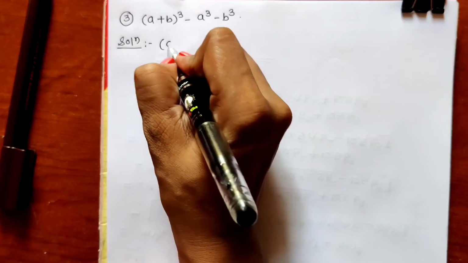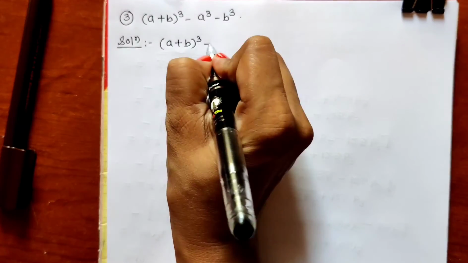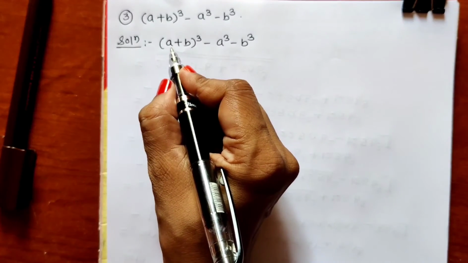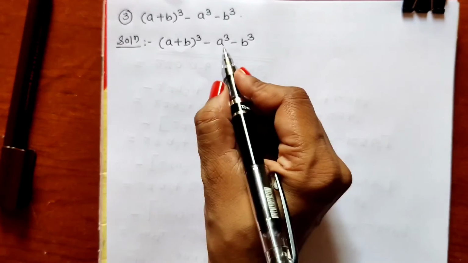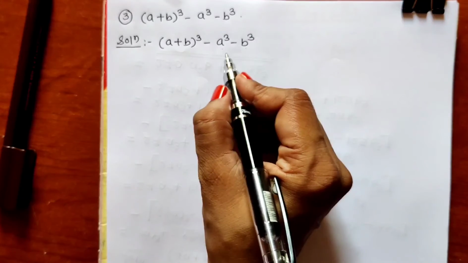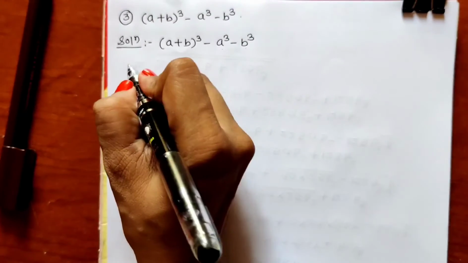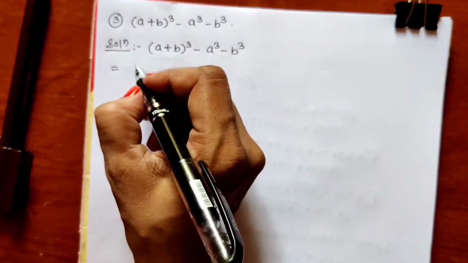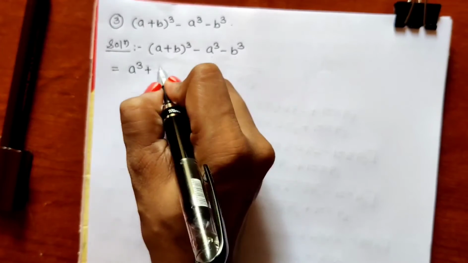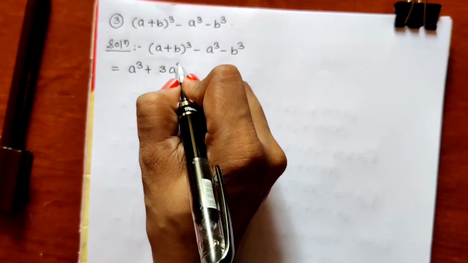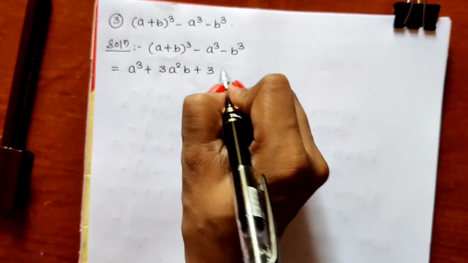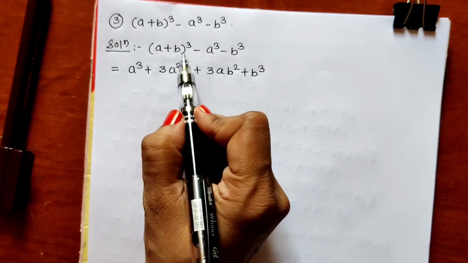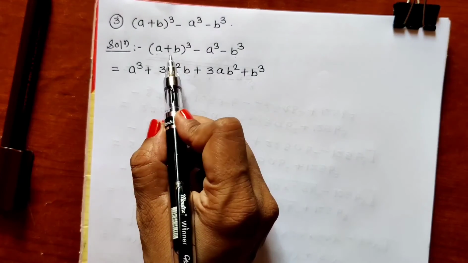In the solution, write the question again, a plus b whole cube minus a cube minus b cube. So as I have told you, we will be applying the formula to this bracket, and these are the separate terms, these are the single terms, they can be written as it is. So the a plus b whole cube formula is a cube plus 3a square b plus 3ab square plus b cube. So we have applied the formula to this bracket. This is the expansion of this bracket.